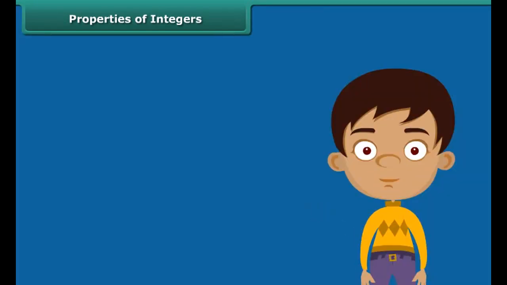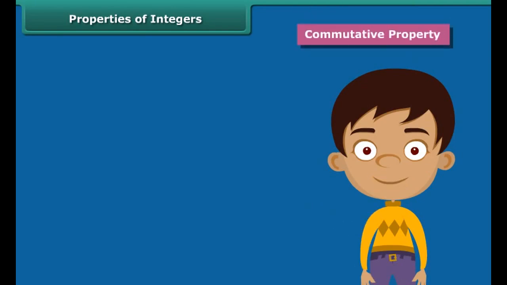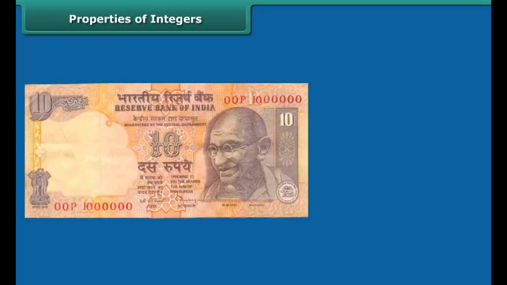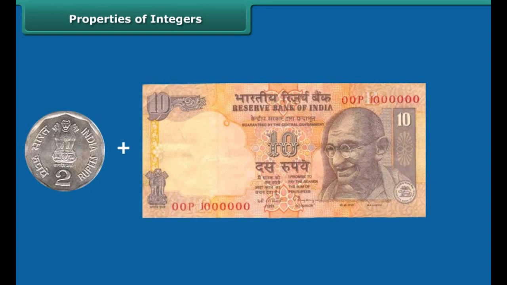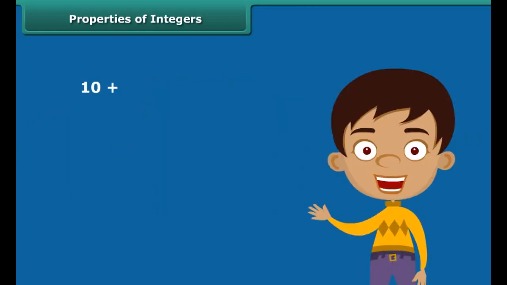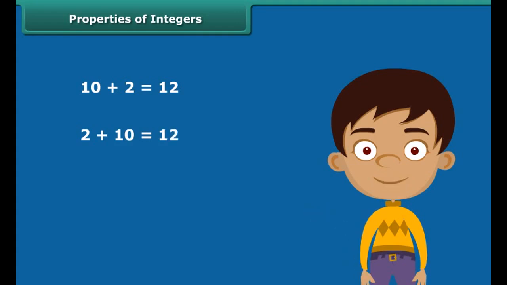Let's now move towards another property, that is commutative property. This is a 10 rupee note. If we add 1 coin of 2 rupees in it, we will get 12 rupees. Now take a coin of 2 rupees and add 1 note of 10 rupees in it. Again, we will get 12 rupees. Or we can write it as 10 plus 2 is equal to 12, and 2 plus 10 equals 12. In both the cases, we get the same answer. This means the integers can be added in any manner. Hence, addition is commutative for integers.